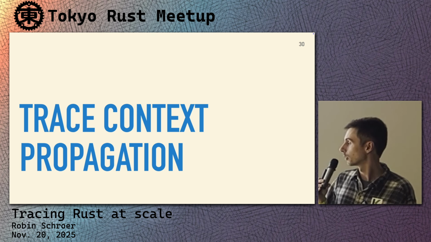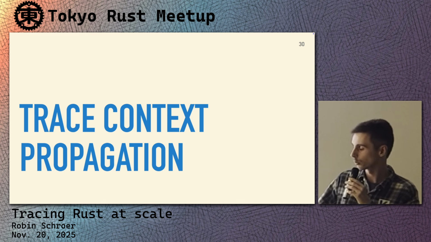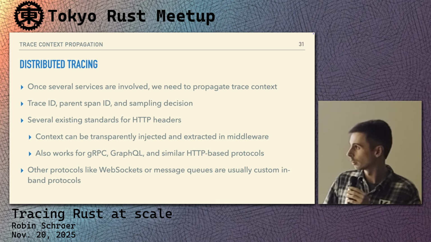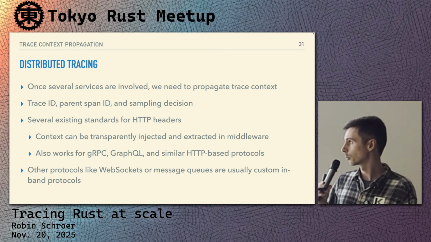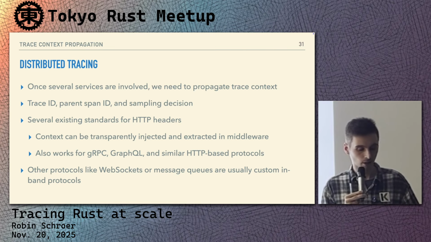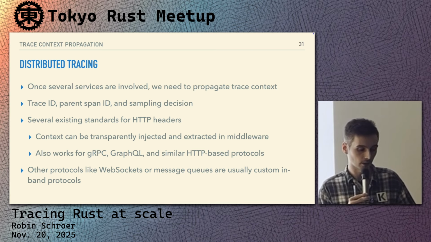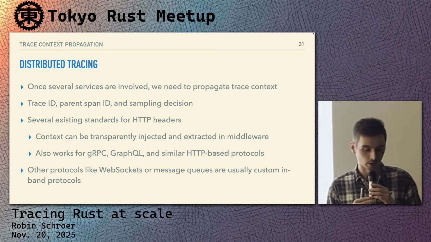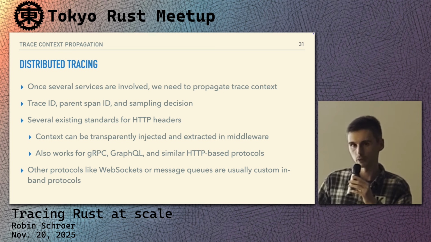Next, let's talk about trace context propagation. So this is how we do the actual distributed tracing. So I briefly touched on this before. In distributed tracing, we need to somehow propagate the trace context. And in practice, this means we need the trace ID, the span ID, and the sampling decision, so we get an entire trace. And usually, you would use HTTP, because that's most protocols.